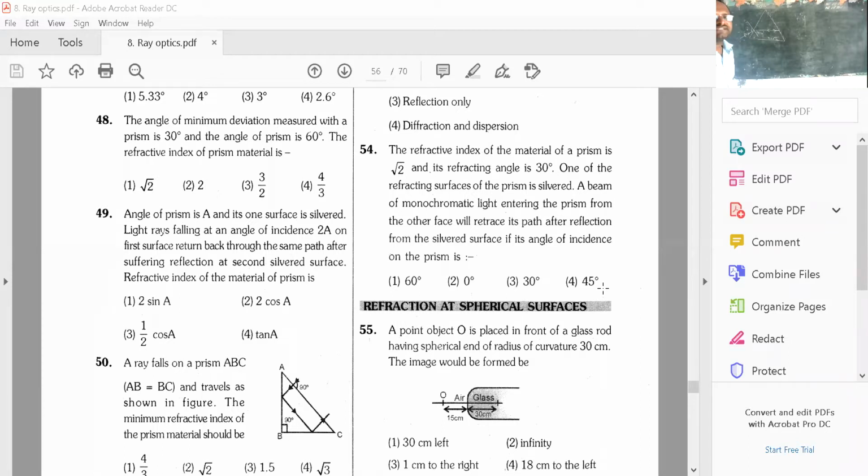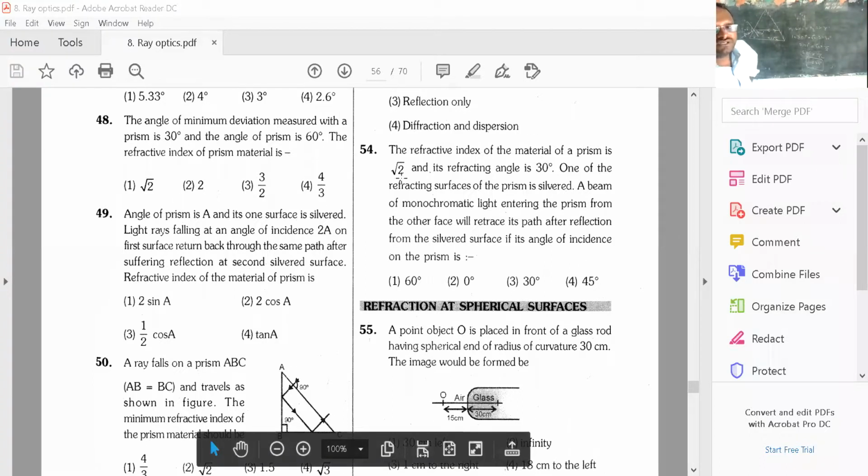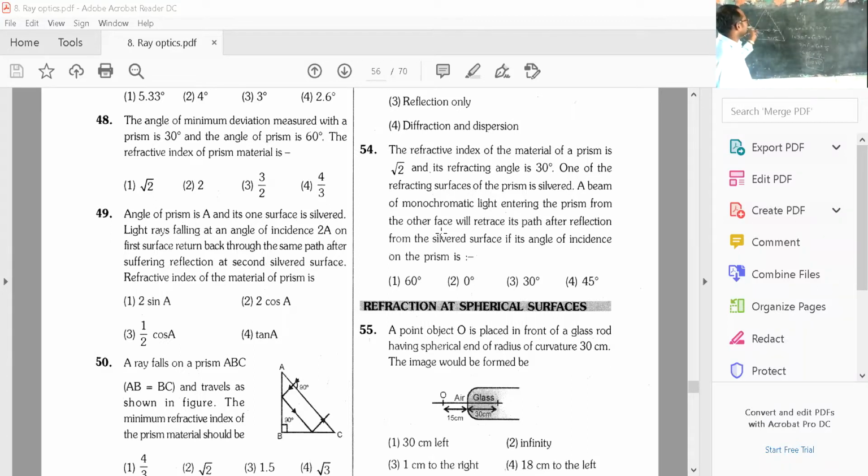Got it? This type of question they frequently ask for NEET and JEE. You must have some idea of how they ask the question. In the previous question the angle was given and you could solve, whereas here the refractive index is given directly, so it is very easy. We can apply the formula. Clear enough? I hope you understand this.